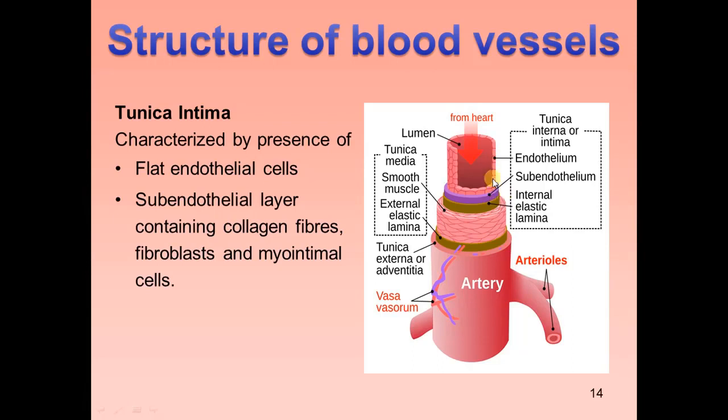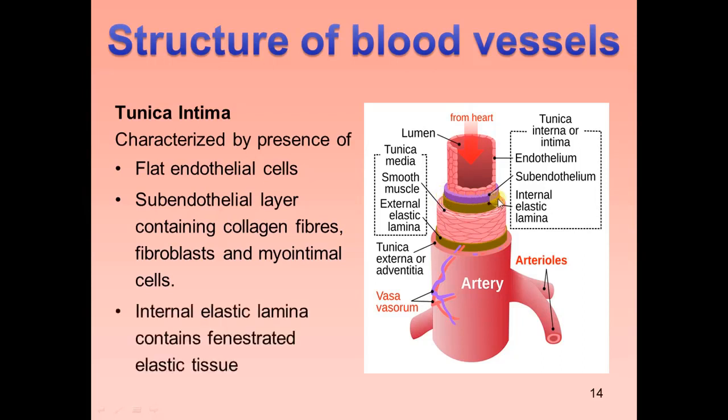So you have the endothelium layer, the subendothelial cells, and then the lamina, which is called the internal elastic lamina, which consists of some amount of elastic tissue, or fenestrated elastic tissue. The meaning of fenestration is pores. So you have pores, so that is why it is called fenestrated tissue. So tunica intima, I repeat, is characterized by the flat endothelial cells, then the subendothelial tissue, and then the internal elastic lamina.